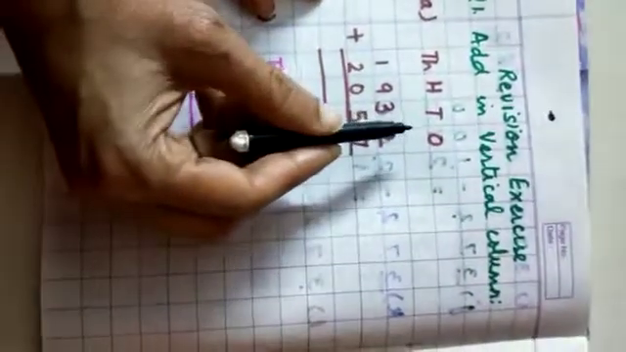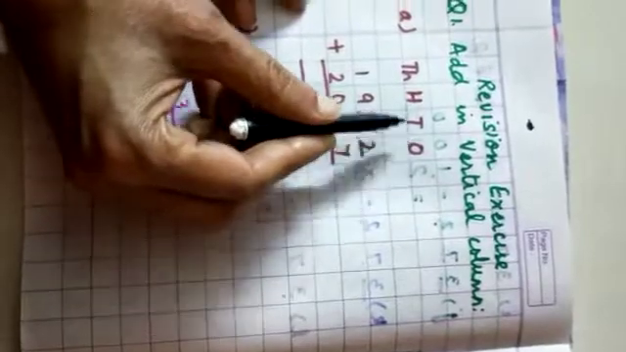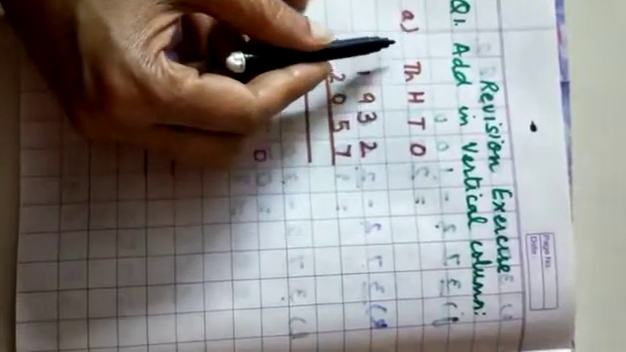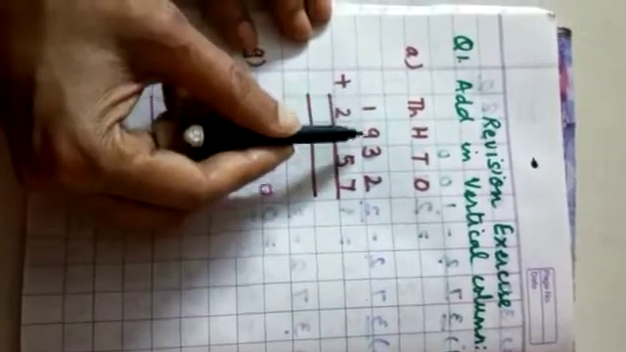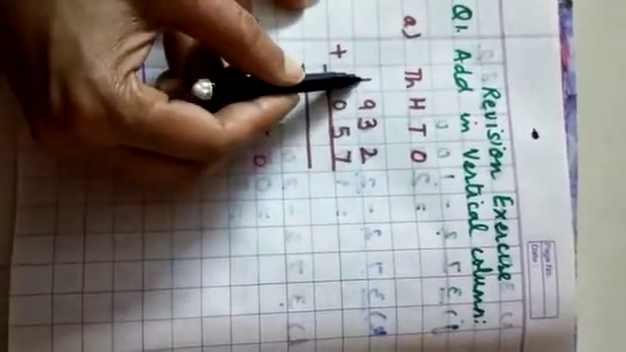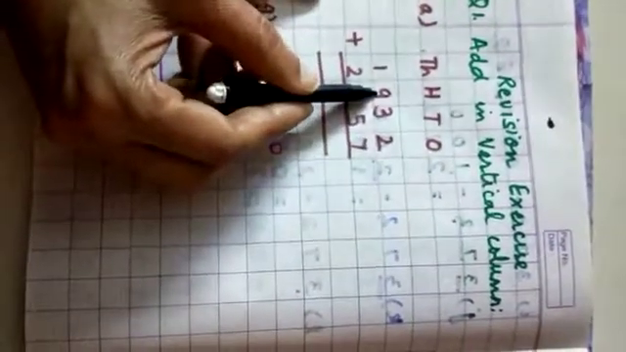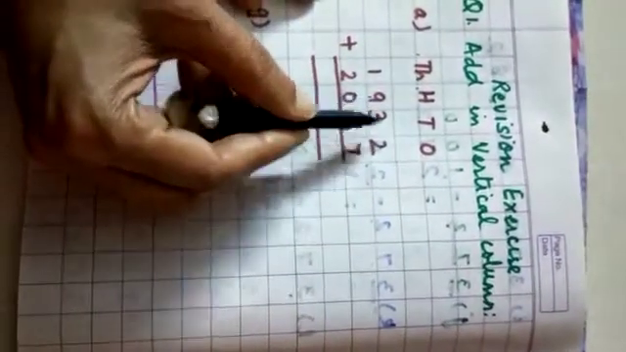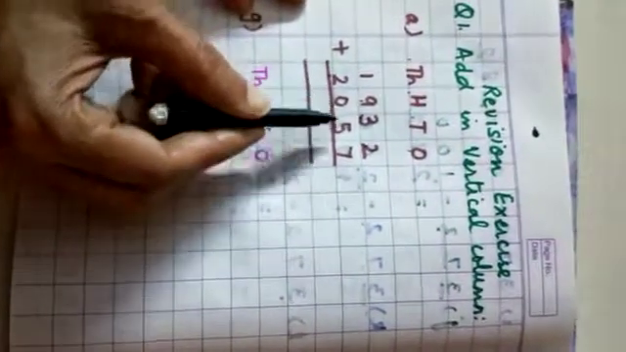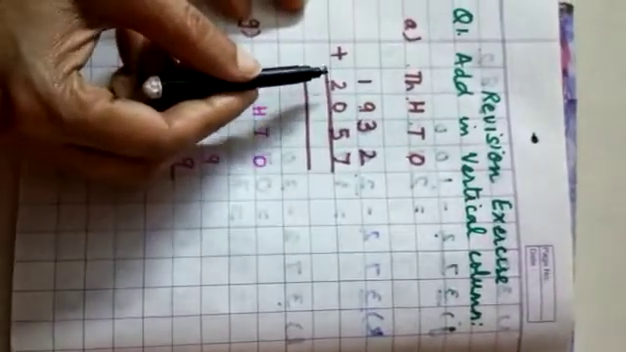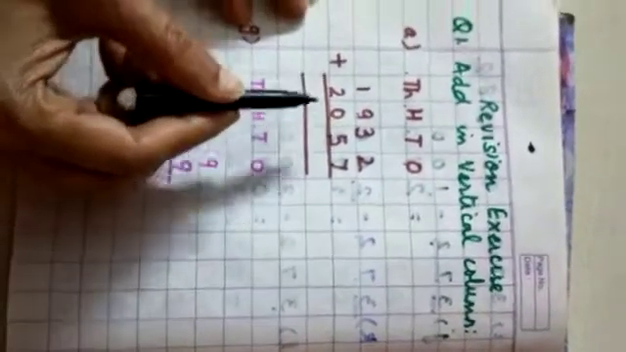Now, this is addition in vertical columns. We have learned places: ones, tens, hundreds, thousands. We have to place the digit places first and then place the digits at correct places. This number is 1932. So this 1 will come in the thousands place, 9 will come in the hundreds place, 3 will come in the tens place, and 2 will come in the ones place. Next number is 2057. We have to place the digits at correct places.